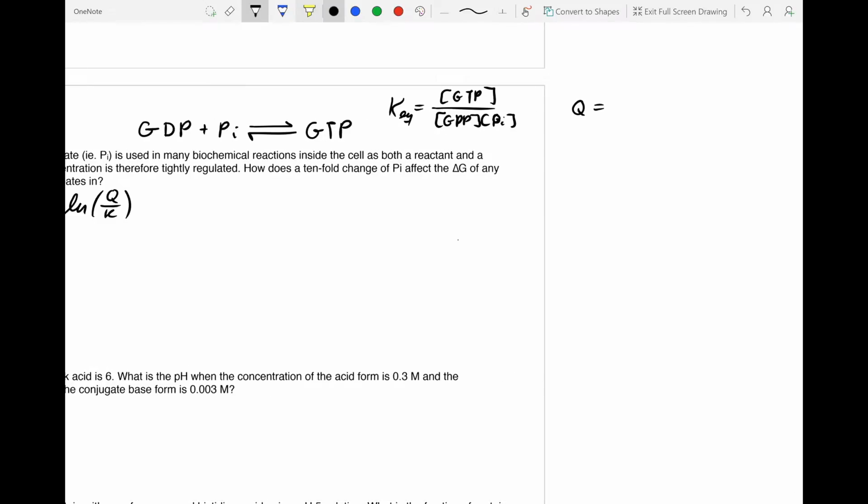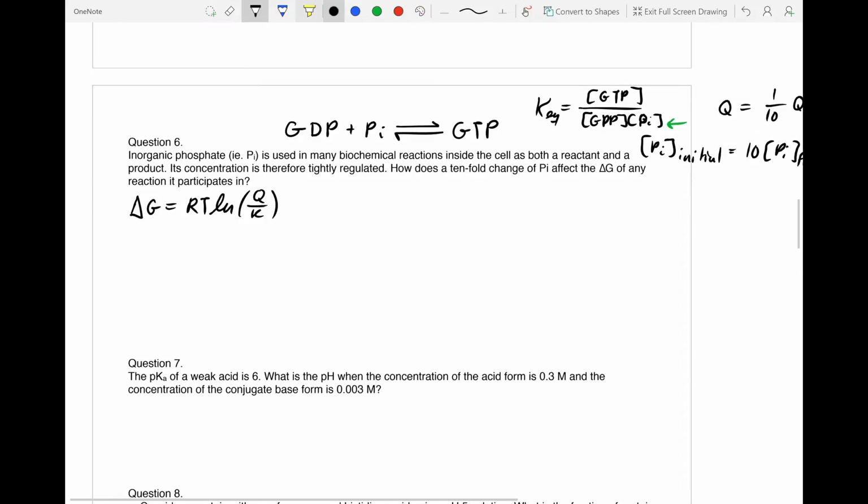But since we have inorganic phosphate in the denominator, we're going to be doing something like the concentration of inorganic phosphate initial is equal to 10 of the final, something like that. And then we're going to have 1 over 10 of Q initial. So using that, we're going to get 1 over 10 for Q and then K.